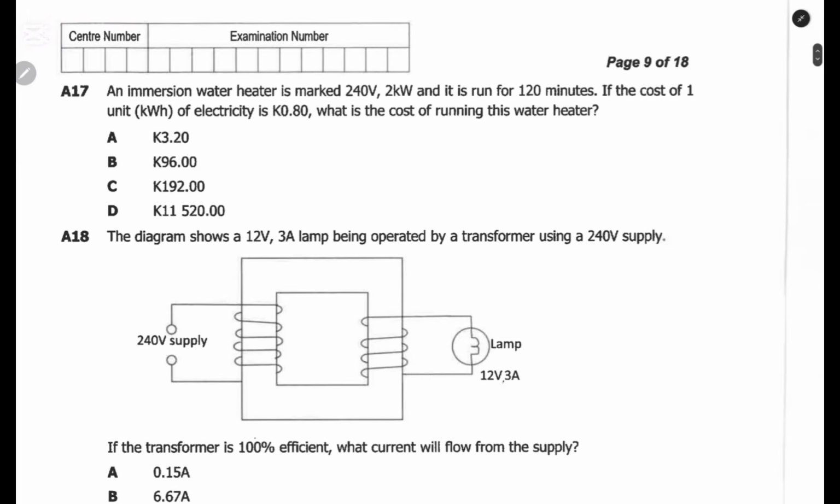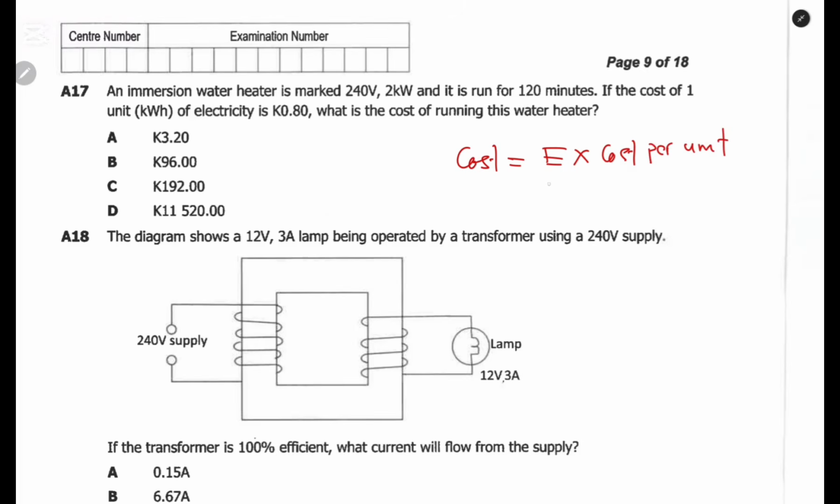Question 17. An immersion water heater is marked 240 volts, 2 kilowatts, and it runs for 120 minutes. If the cost of 1 unit of electricity is 0.80 kwacha, what is the cost of running this heater? The cost of electricity is equal to energy times the cost per unit.